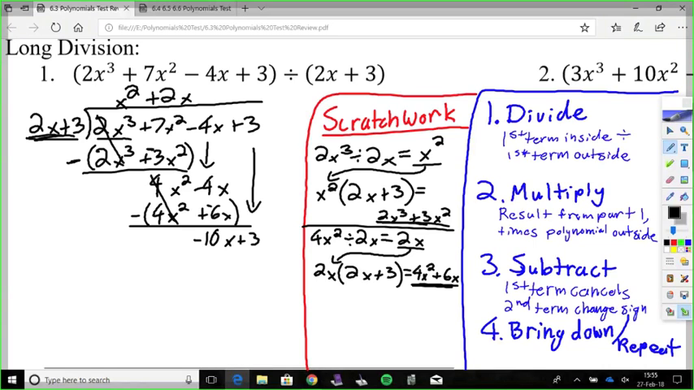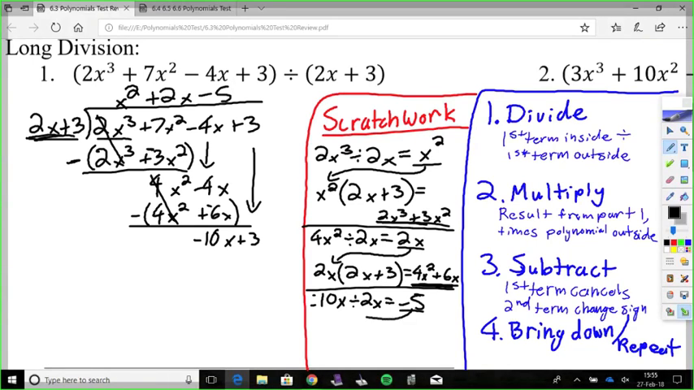So now, we're going to start back over again with our division. We're going to take the first term on the inside, which is now negative 10x, and divide it by the first term on the outside, but still 2x. And that's going to be a negative 5. The x's cancel, but negative 10 divided by 2 is negative 5. Just like previously, we're going to put that negative 5 on top as part of my answer.